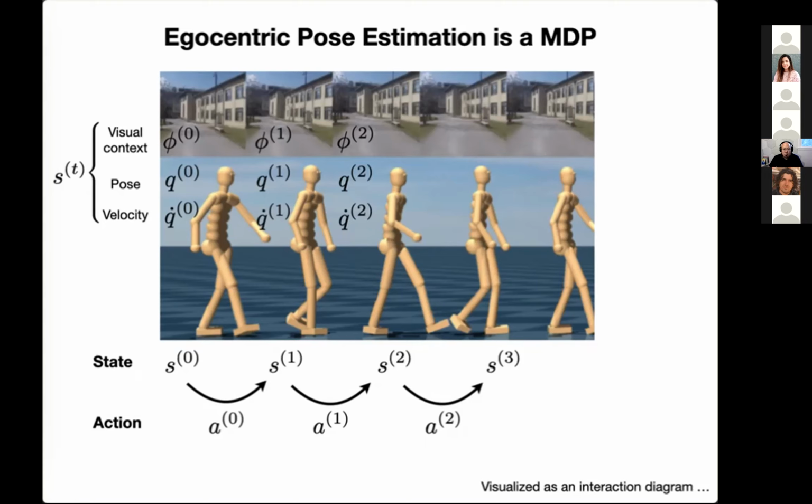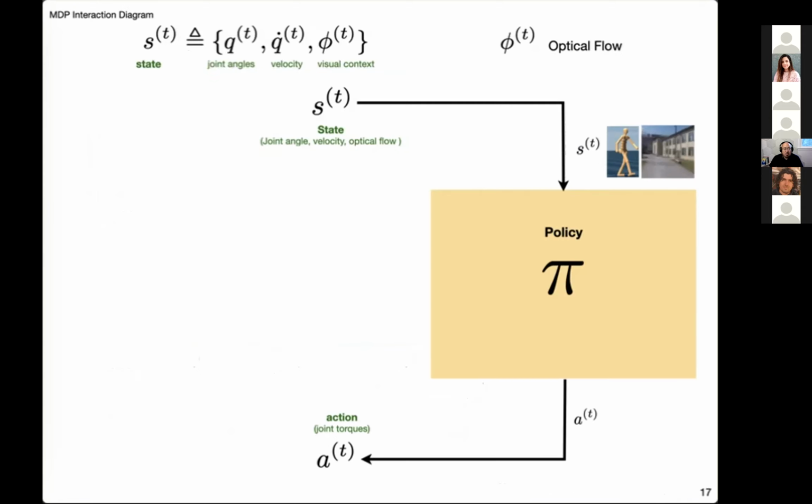I'm going to draw the exact same idea now as an interaction diagram. I'm going to abstract this a little bit. This is going to be important because I'm going to use this again later in another paper. All right. So let me show it to you one piece at a time. This is the MDP interaction diagram.